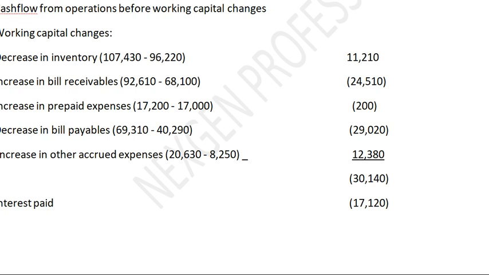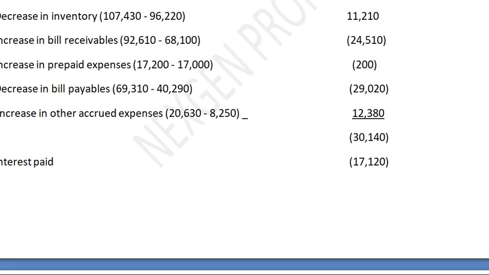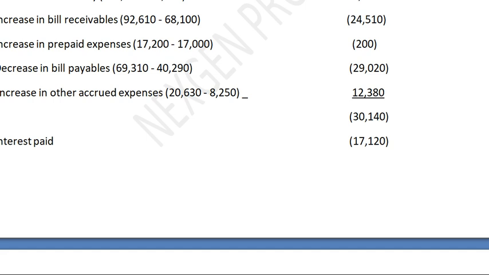We're going to less our interest paid of 17,120 for it. Are we still together, please?